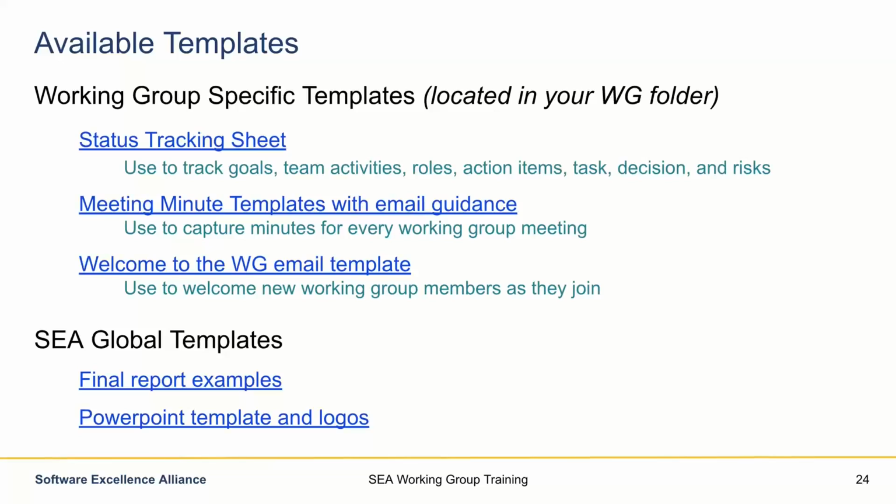There are also global templates available. Those are in the C root folder under templates and logos. So there's this PowerPoint template that we're looking at now, and we have all different forms of our C logo. So we have it in grayscale, color, black and white background, transparent background. The final report examples, that link just takes you to the public website.